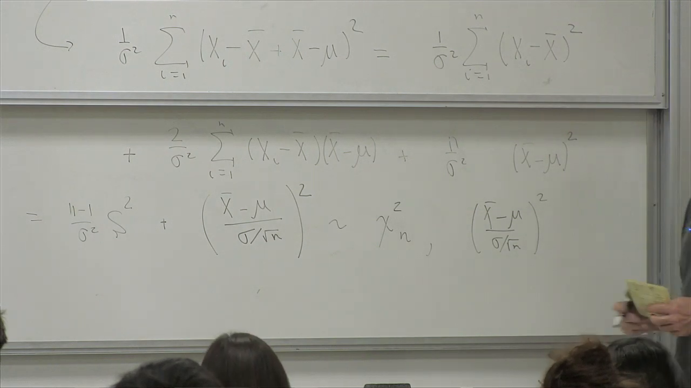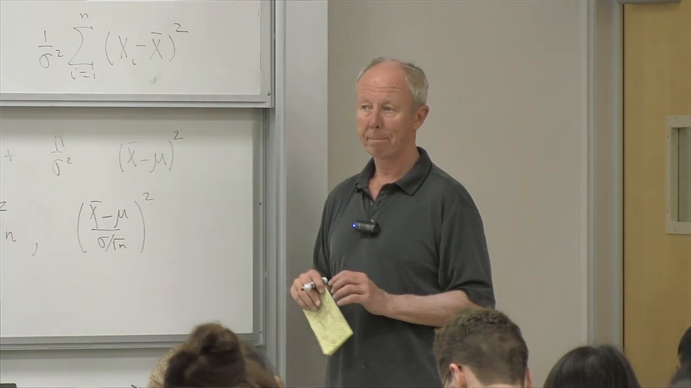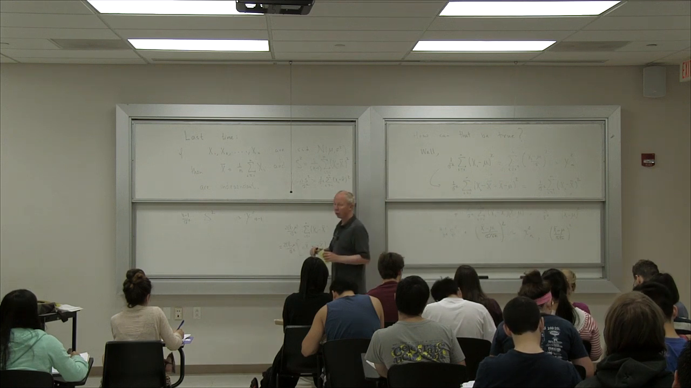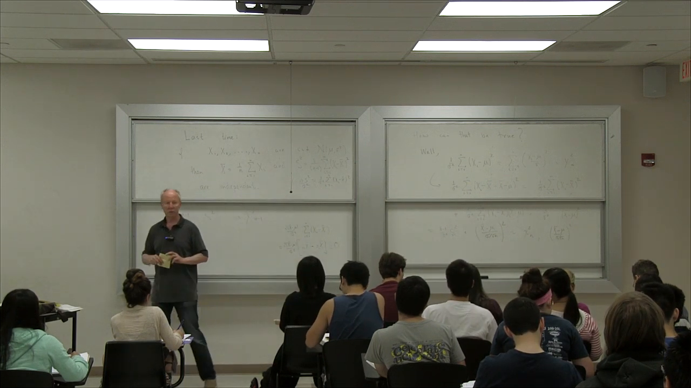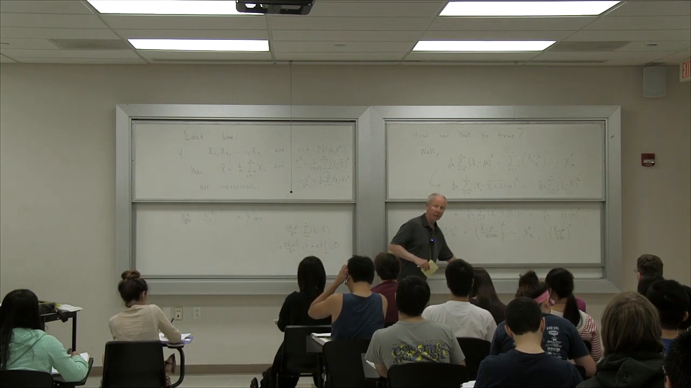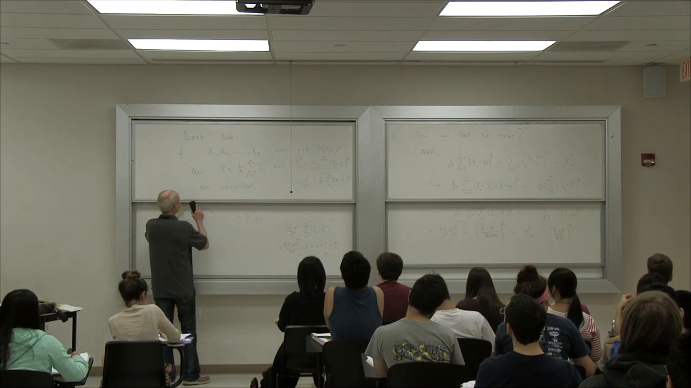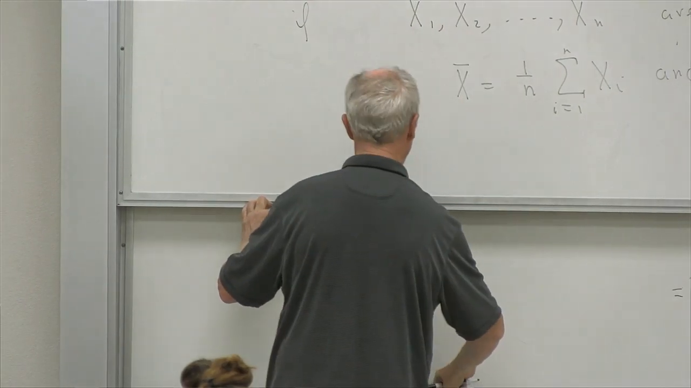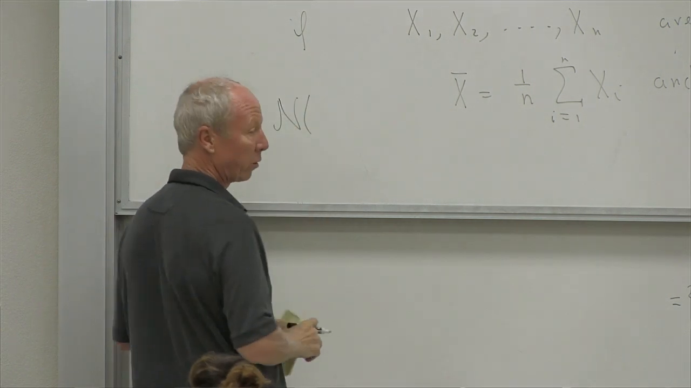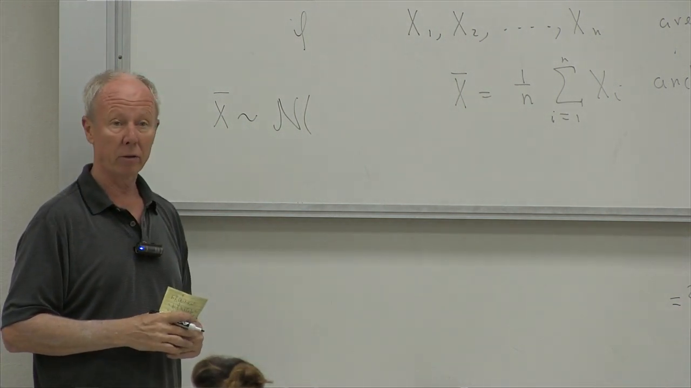What's the distribution of this one? Well, what's the distribution of x bar? We've added up n independent normals. If you add up independent normals, you get a normal back again. The only question is what's the mean and what's the variance? So all you do is compute the expected value and the variance.